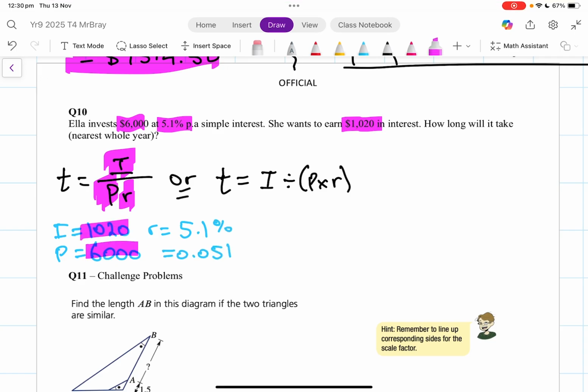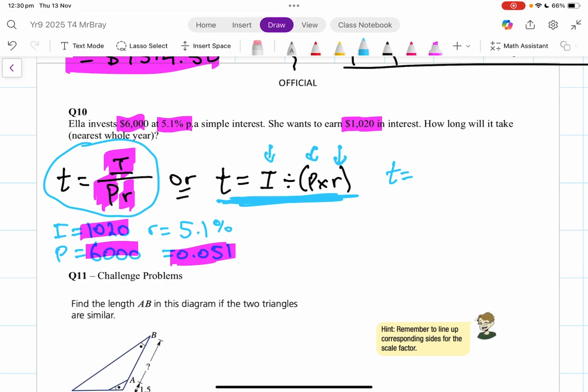And so now for my formula, I'll need these three numbers here, right? Going back to our formula, t equals, I'm going to use this one here, but if you were using this one here, it is still the same process. You're just replacing I, P, and R with the things we found over there. So we'd find t equals 1020 divided by 6,000 times 0.051. Let's see what that gets us.